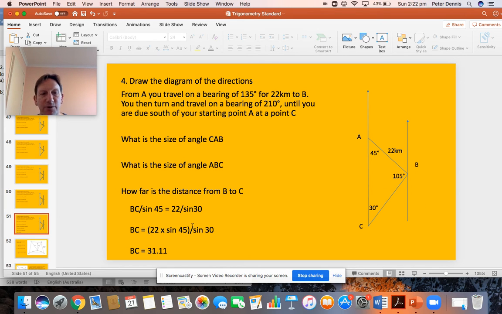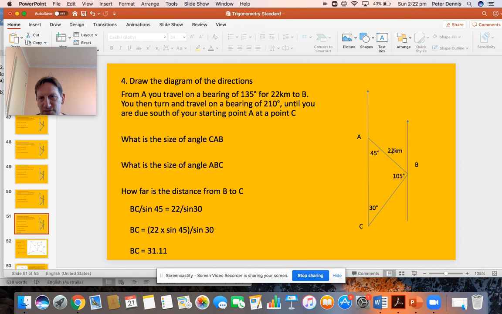How are we going to find out BC? BC over sine 45, here it is. BC over sine 45 equals 22 over sine 30. We are dividing by sine 45. So when we take it across, we times 22 times sine 45 divided by sine 30. And we get BC equals 31.11.